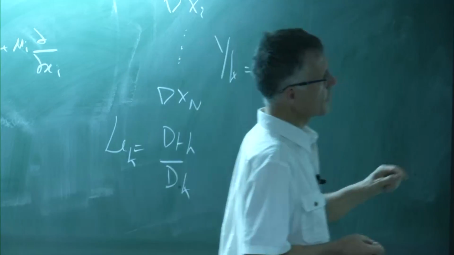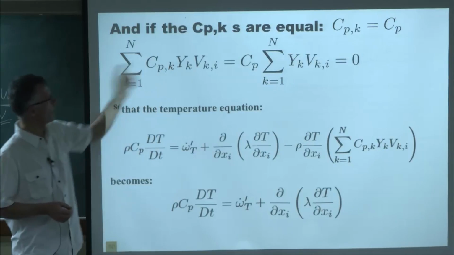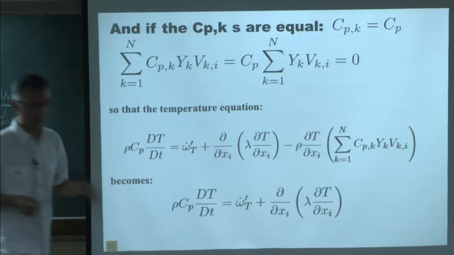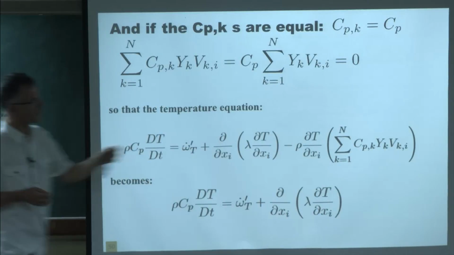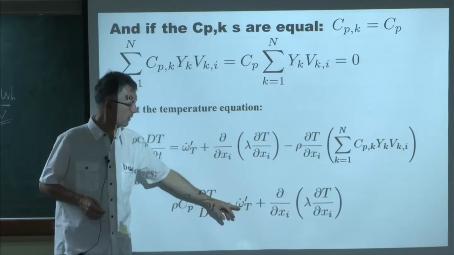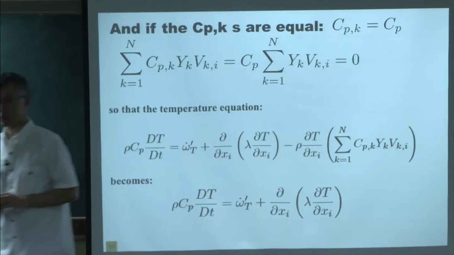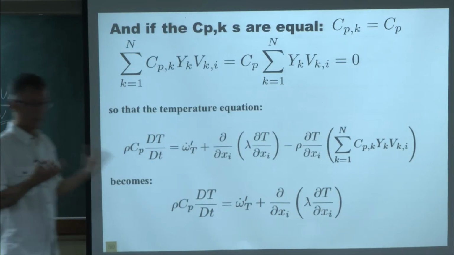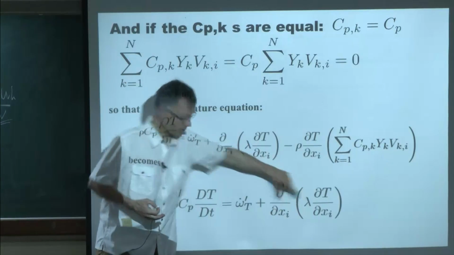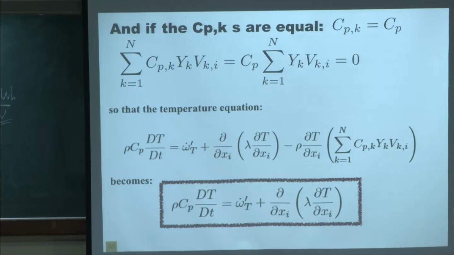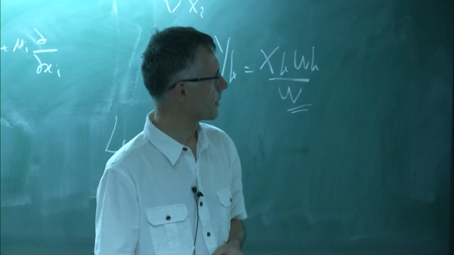Now there's a second simplification. If all the Cps are equal, you can get them out of this term, and then what's left here is 0, and you end up with the temperature equation that many of you probably have seen. This term goes away, and you end up with rho Cp dT/dt equal to heat release plus heat flux, okay? And that's the equation that people expect. Temperature is changing in a flame because of two things: temperature gradient and heat release. And we're going to use this equation quite a lot because it's simple enough to do theory.